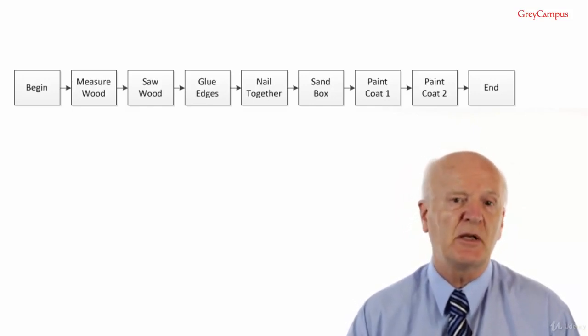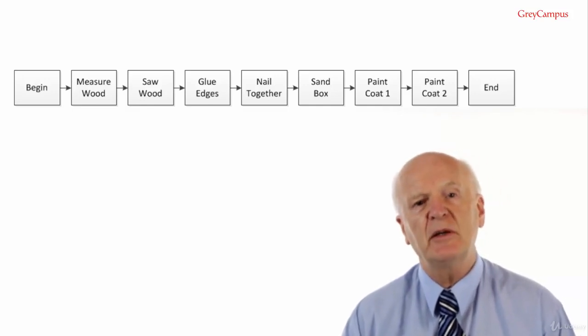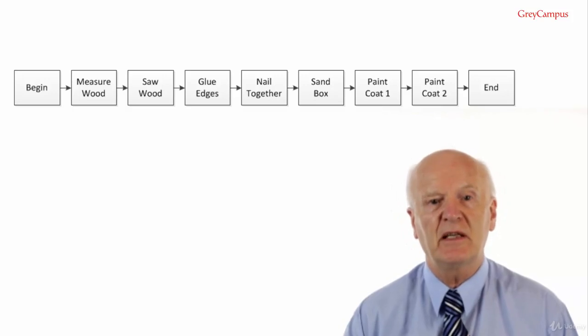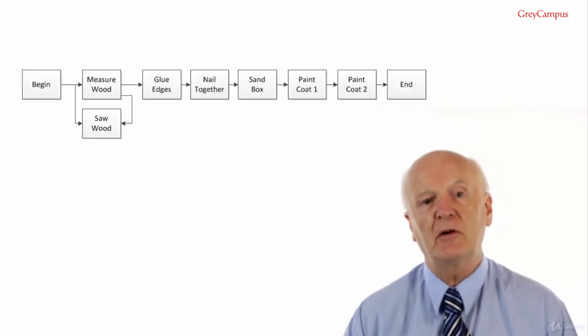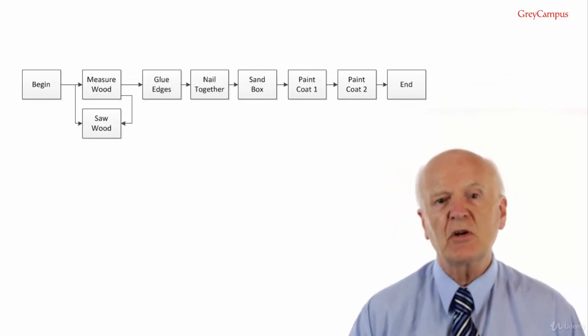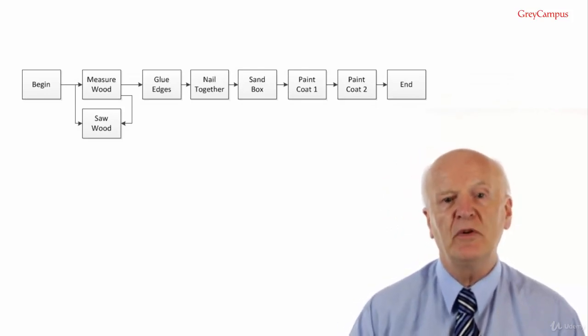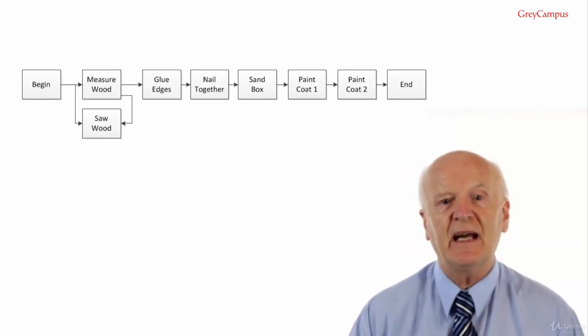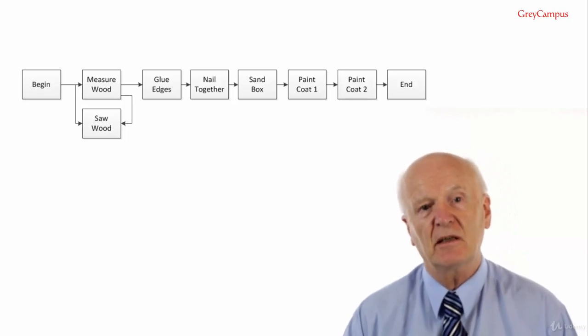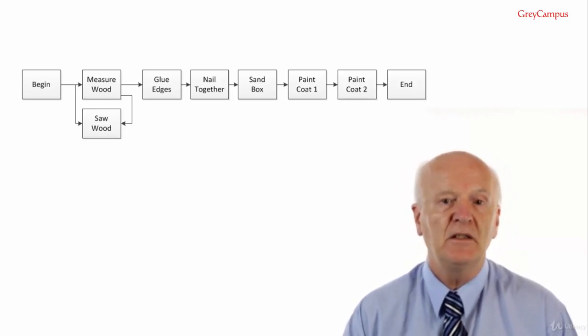Finish to finish relationship. A logical relationship in which a successor activity cannot finish until the predecessor activity has finished. For example, with our wooden box, if you have 2 people working on it, the sawing can be done in parallel with the measuring. However, the sawing can't finish until the measuring has finished, as you will see in this diagram.